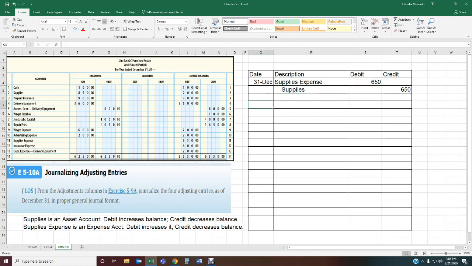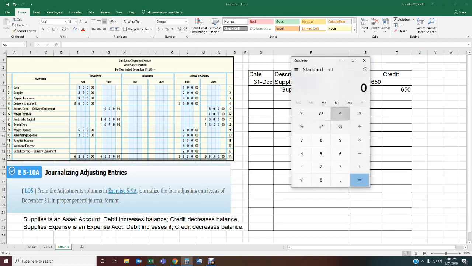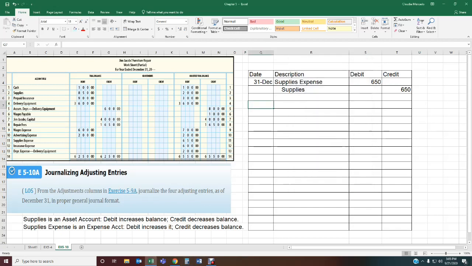Now let's look at prepaid insurance. Prepaid insurance is an asset. So you've paid in advance for your insurance. You had 900. Now you only have 300 left. So that means that you used up 900 minus 300. You used up $600 of insurance. So what's going to happen? The same thing's going to happen.